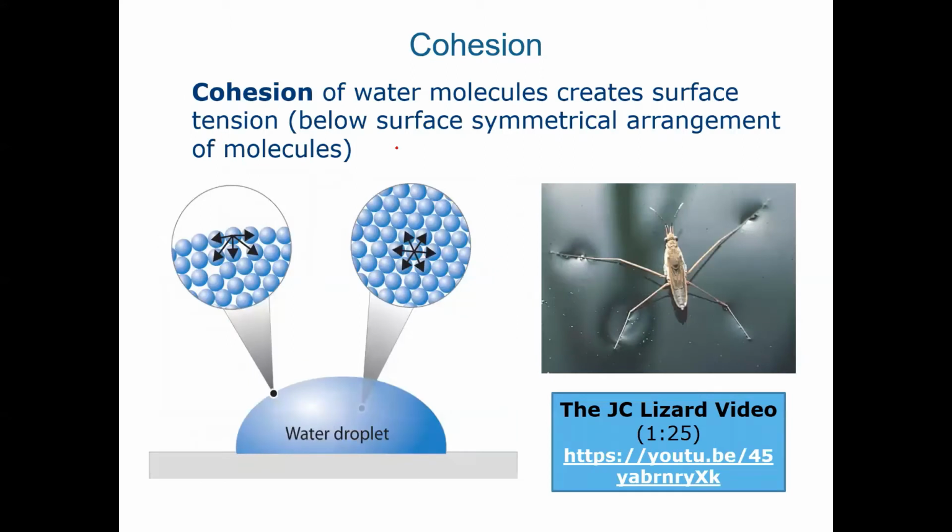Cohesion also allows water to form almost a little bit of a skin on its surface. This allows a lot of aquatic insects and spiders to crawl along the top of the water surface. You can see there's a water strider there. And I encourage you to go check out this video. This is a basilisk lizard, also known as the Jesus Christ lizard, because it can walk, well, not really walk, it more like runs across water. It's a very, very cool video.